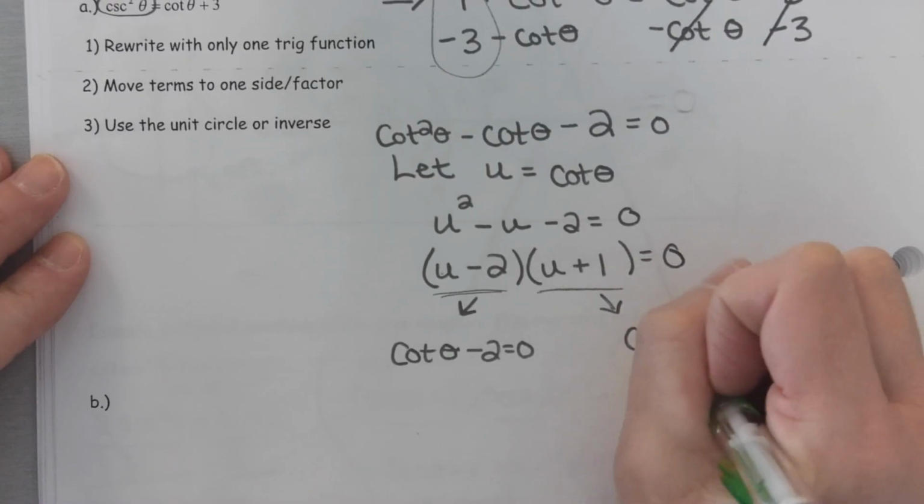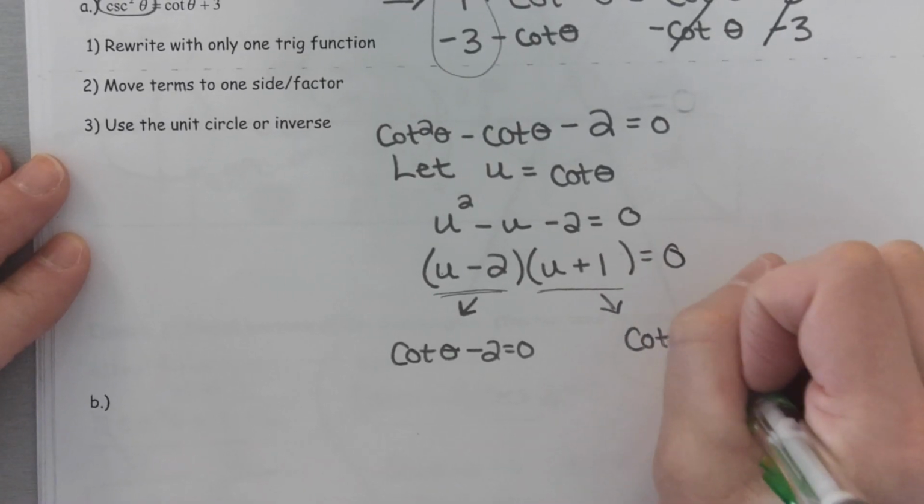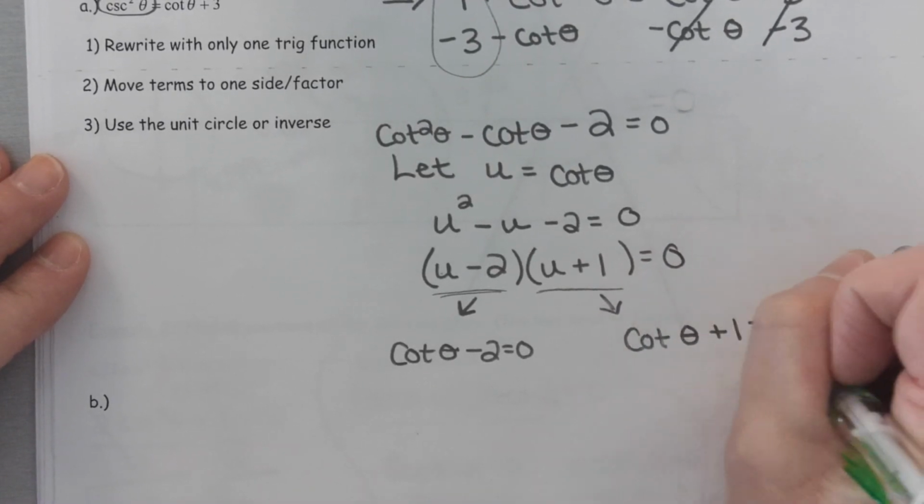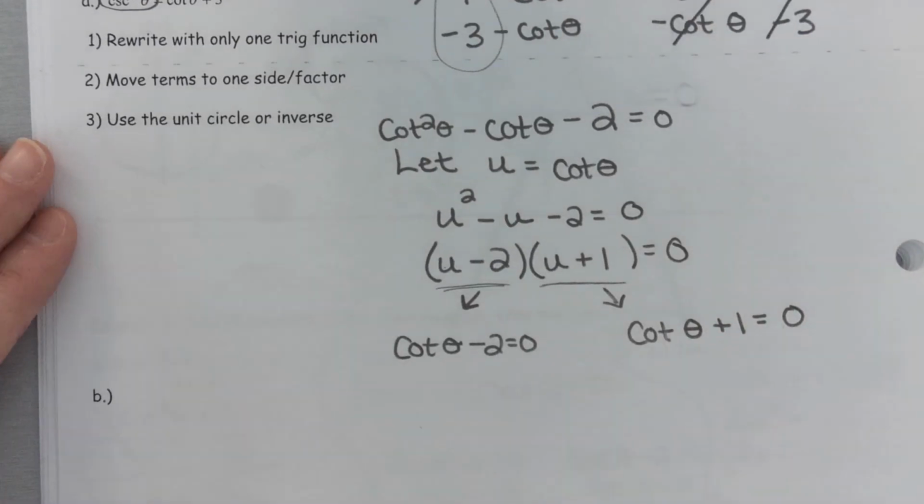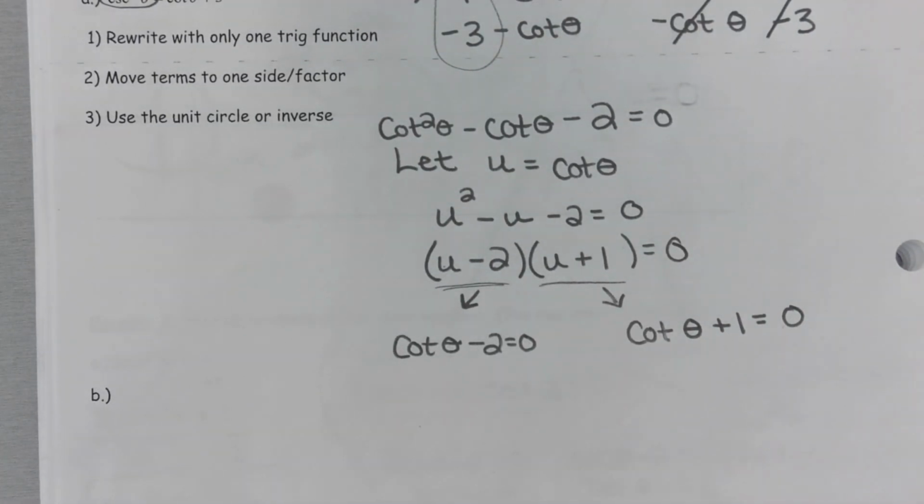So I'm replacing the u's. I'm subbing back in the cotangent of theta, and I'm also breaking it apart using the zero product property, something we saw a long, long time ago. All right, on the left, what should I do to solve it for theta? What can I do first?